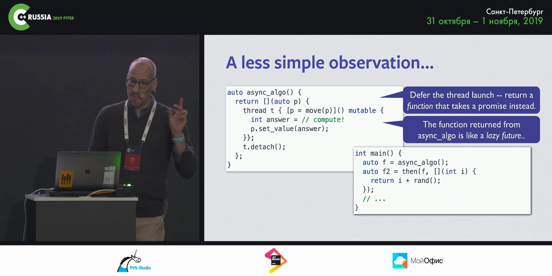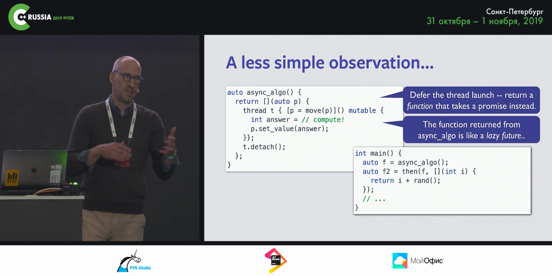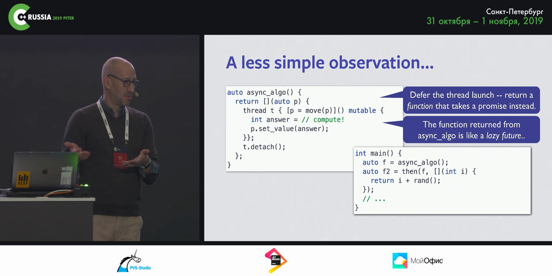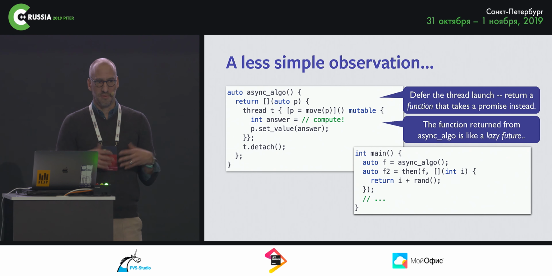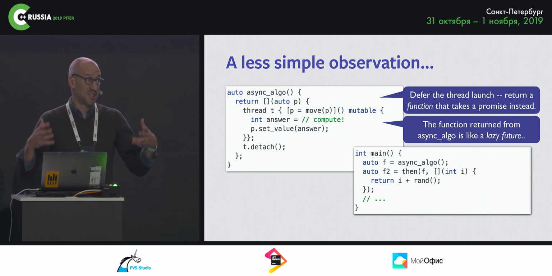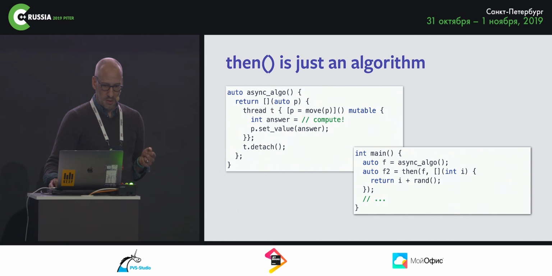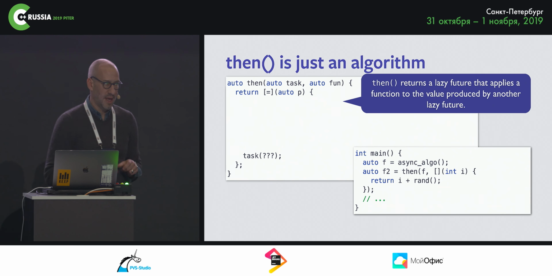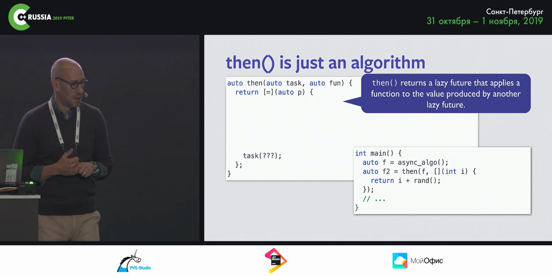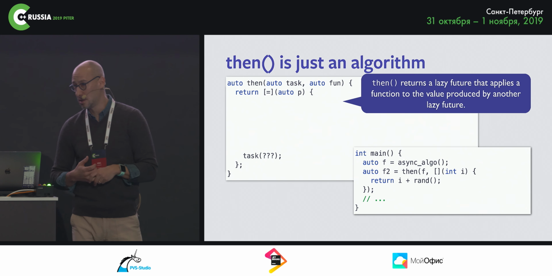One thing I missed talking about here is since we're returning a lambda, you can't say f.then anymore, right? A lambda doesn't have a then member function, so instead we rewrite it as a free function called then, and it takes the lazy future and the continuation, and it does something. Then is just a generic algorithm. So let's write then. Then is a function that takes a lazy future and a continuation. And it is going to return a new lazy future that is the composition of those two things.